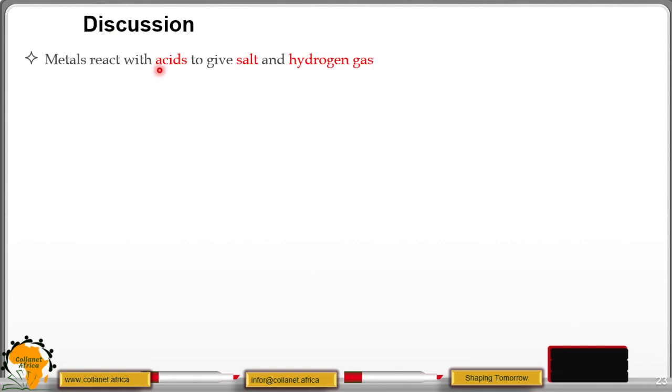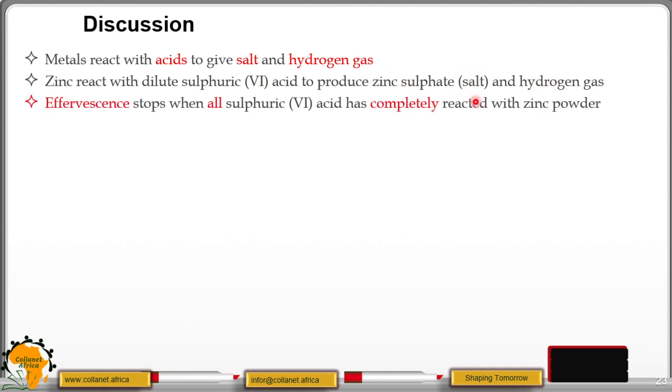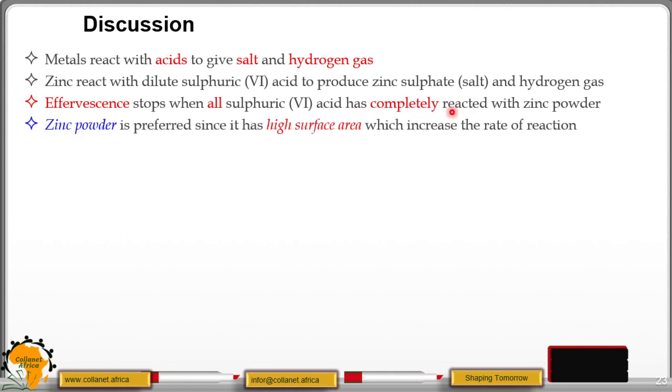Metal reacts with acid to form salt and hydrogen gas. So in a reaction between a metal and an acid, you get a salt and hydrogen gas as the products. Zinc reacts with dilute sulfuric acid to give the salt, which is zinc sulfate, and hydrogen gas. We normally have an effervescence, and when this effervescence stops, it means that all the sulfuric acid has completely reacted with the zinc powder.